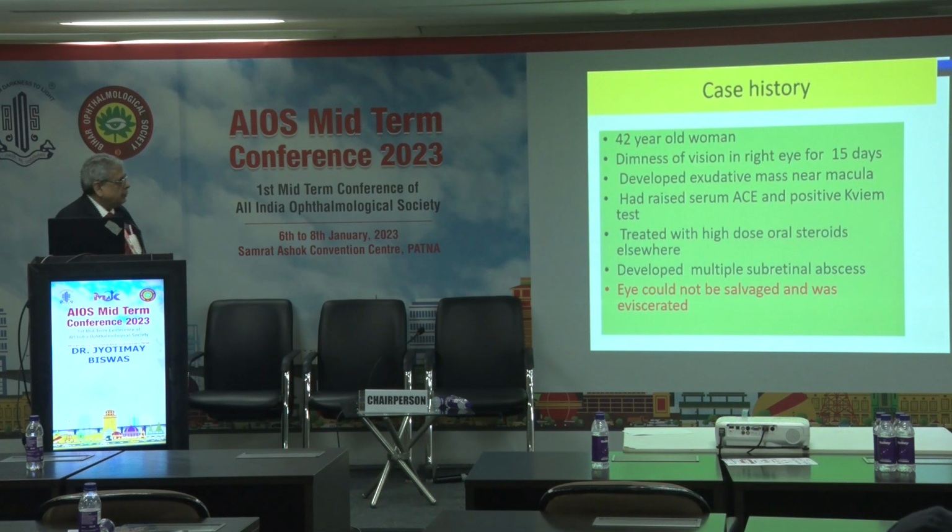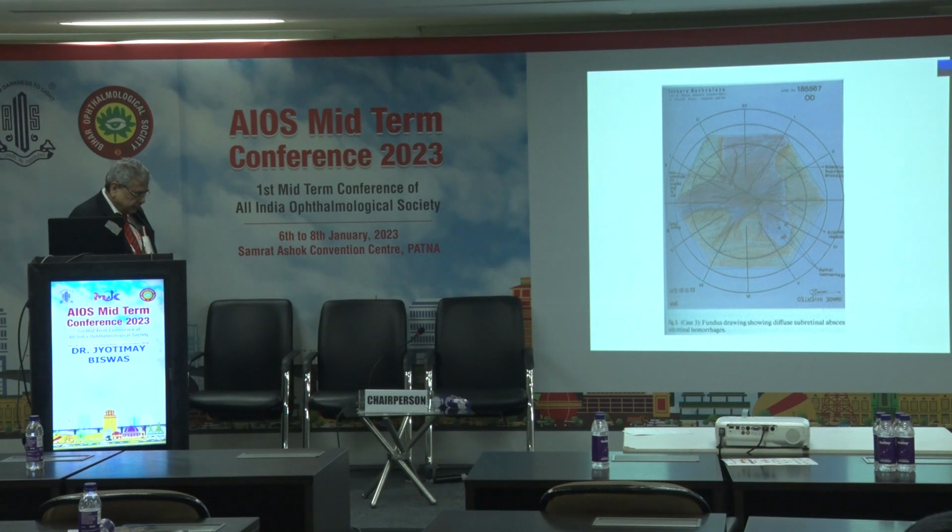A 42-year-old woman had dimness of vision in the right eye for 50 days and developed an exudative mass near the macula. Her raised serum ACE and positive Mantoux test indicated possible sarcoidosis. She was treated therefore with a high dose of oral steroid elsewhere and developed multiple subretinal abscesses. The eye could not be salvaged and had to be eviscerated. And this is the photograph of the fundus showing subretinal abscess.